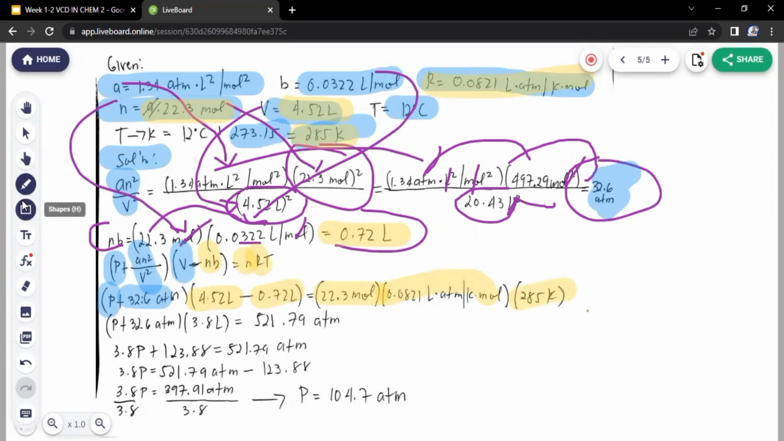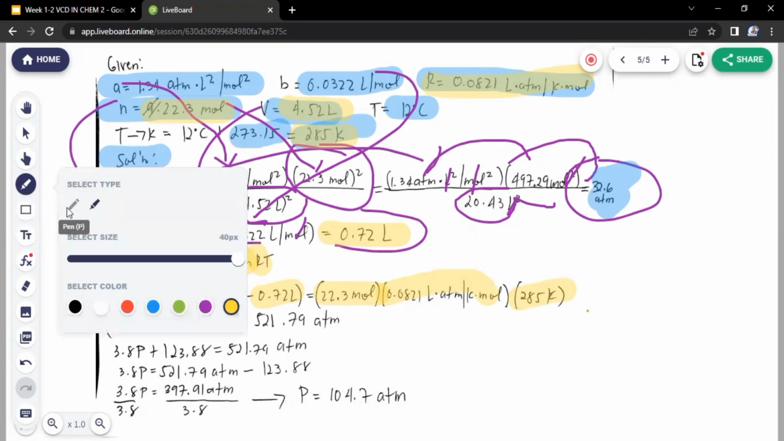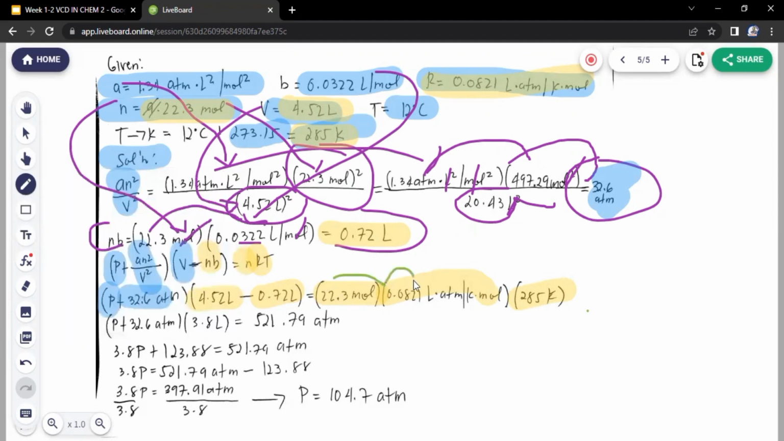And then the next thing that you need to do is cancel some units and then multiply. Multiply 22.3 to 0.0821 to 285. Cancel the unwanted units. And then multiplying the numerical coefficients, you will have 521.79 atmospheric pressure. And then subtract 4.52 minus 0.72 liters, you will have 3.8 liters. Then use the distribution property, 3.8 multiplied to P is 3.8 P. 3.8 multiplied to 32.6, that is 123.88.